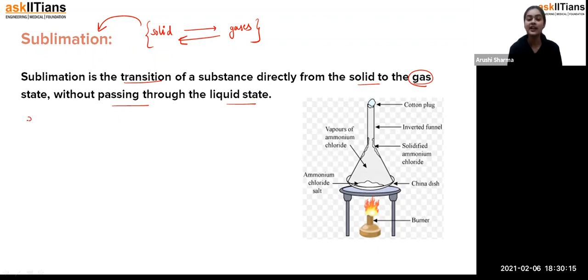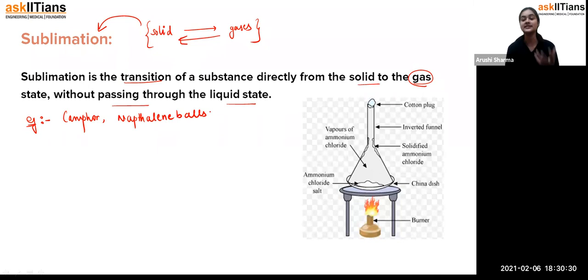Now, students, we have some examples of substances which undergo sublimation. One is camphor, and another is the naphthalene ball. But how can we use this process as a separating technique? As you can see here, this is ammonium chloride salt. And if I add something into it, for example, I'm adding salt into it, now I have to separate out the salt and the ammonium chloride.